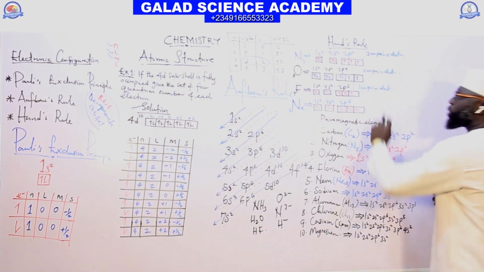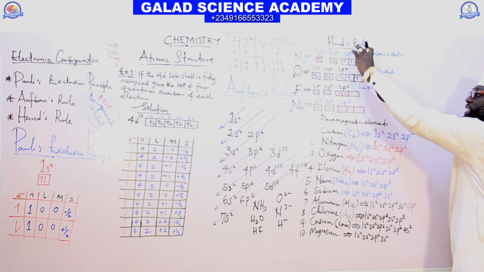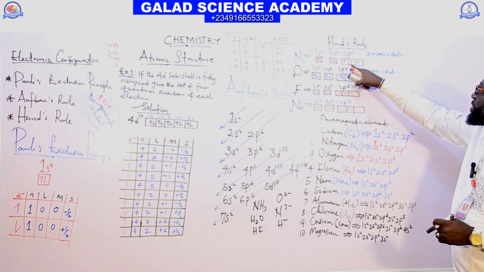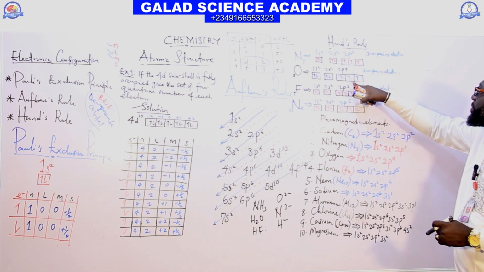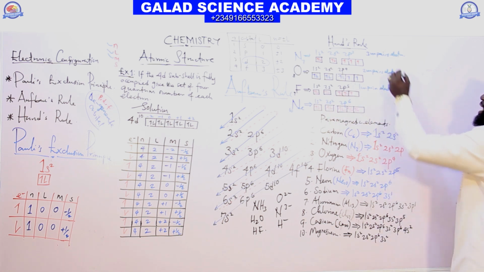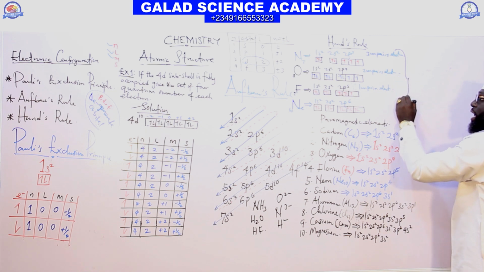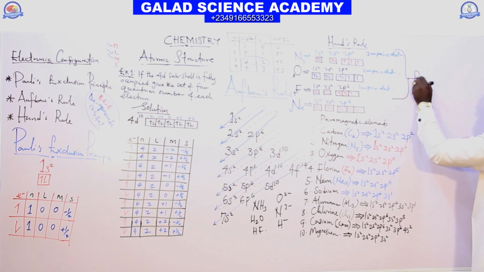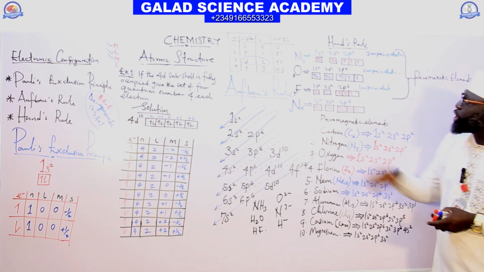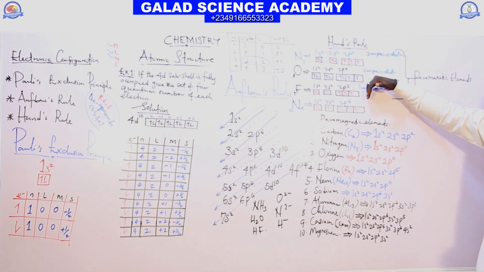Look at these elements now. Which of the 4 elements here are paramagnetic? Look at nitrogen. It partially fills P. Oxygen partially fills P. Fluorine partially fills P. So these three elements we have here are paramagnetic elements, because they partially fill the P orbital.